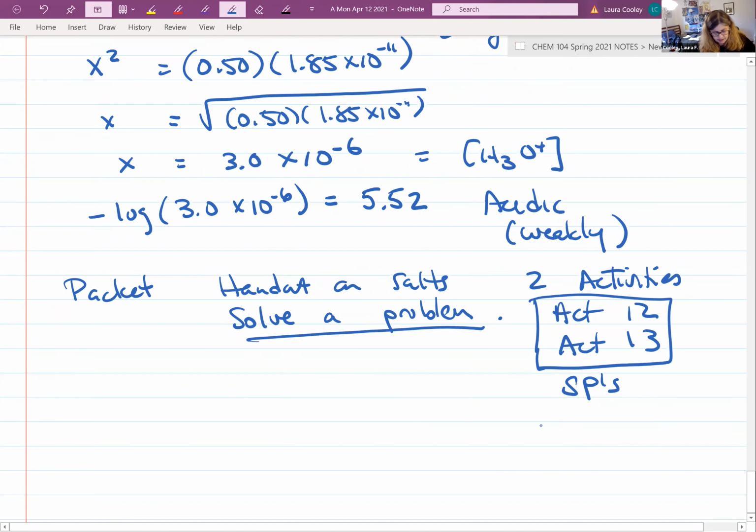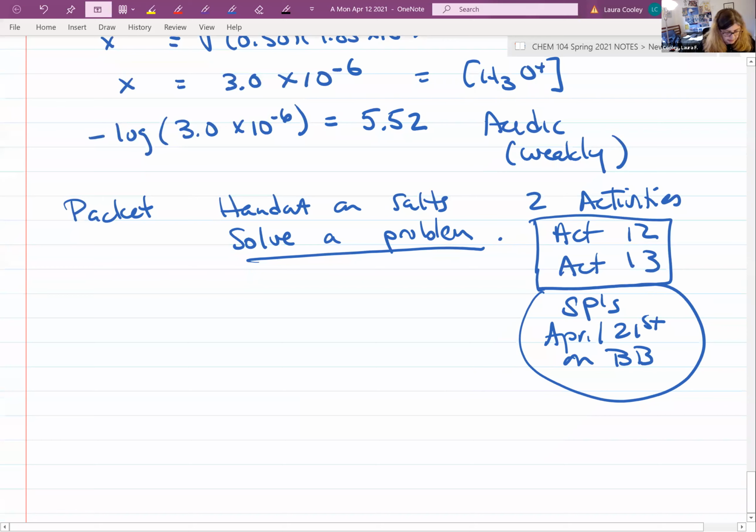So when is that? Today is the 12th, 14, the 21st. And I'm sure somebody will remind me to put up a thing there. These are extra credit problems.